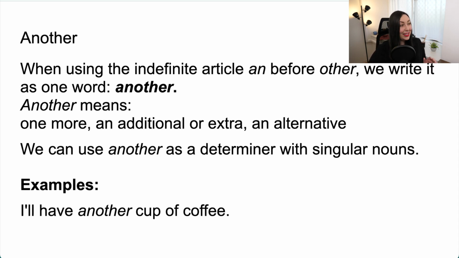Let's take a look at another. When using the indefinite article an before other, we are going to write it as one word. So don't write an other as 2 words. It becomes one word, another. And even the pronunciation is a little bit different than if you were to write an other.